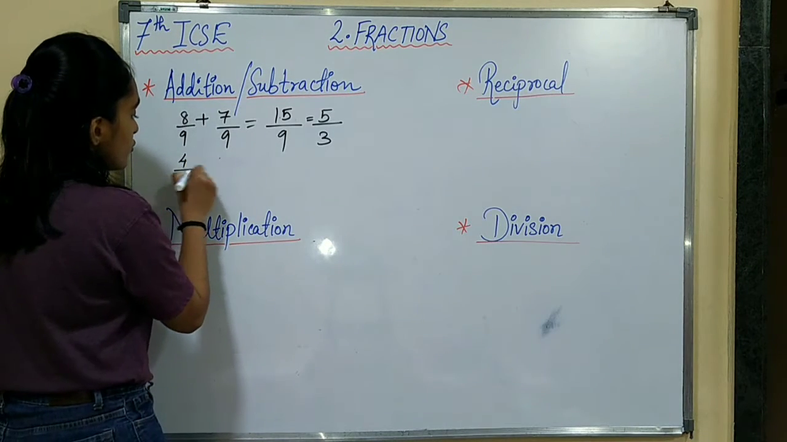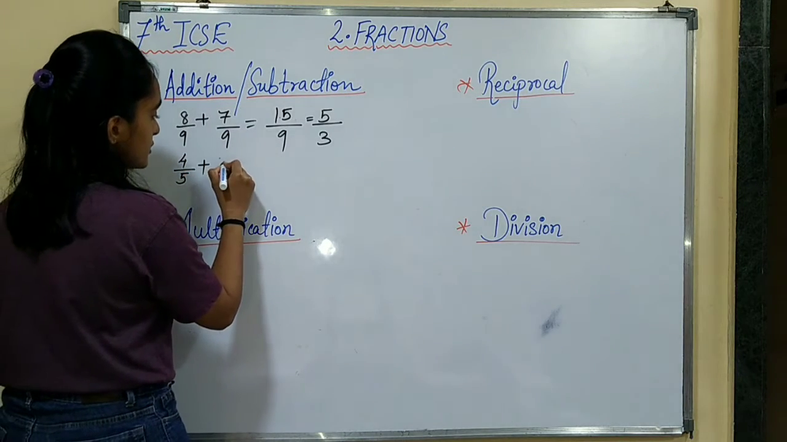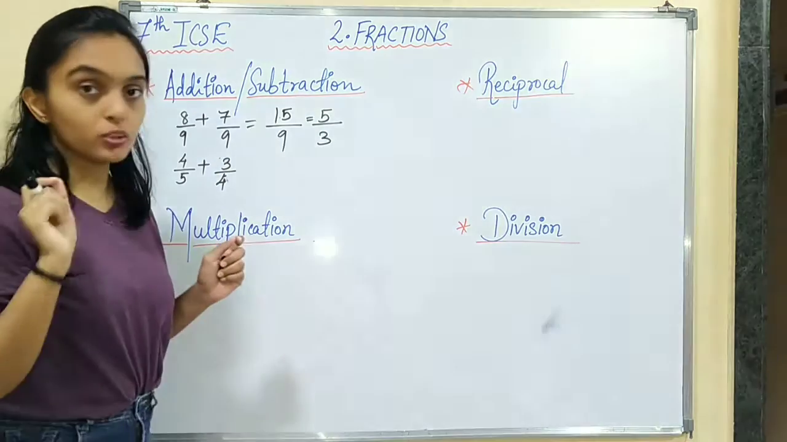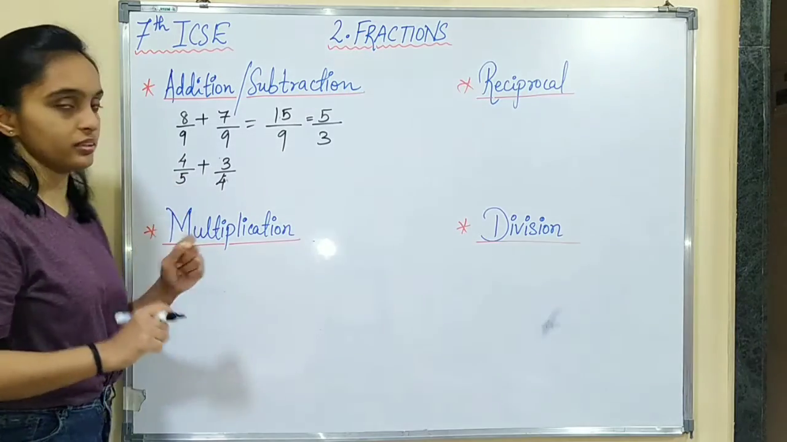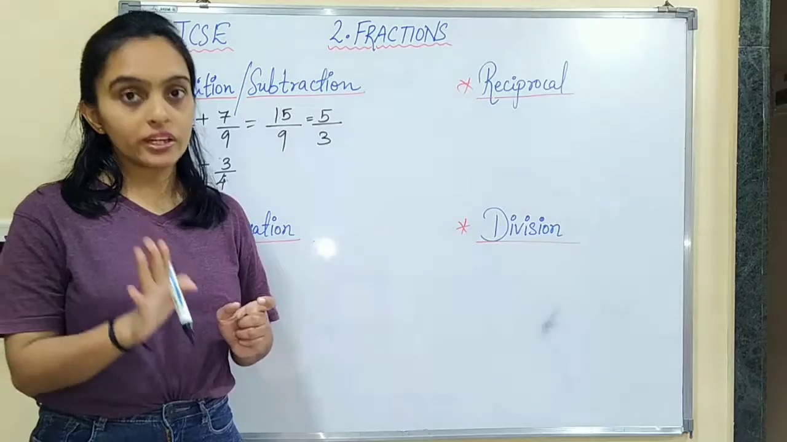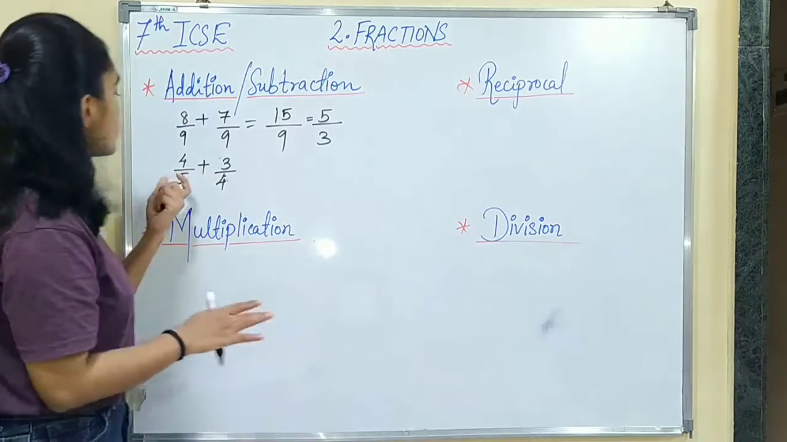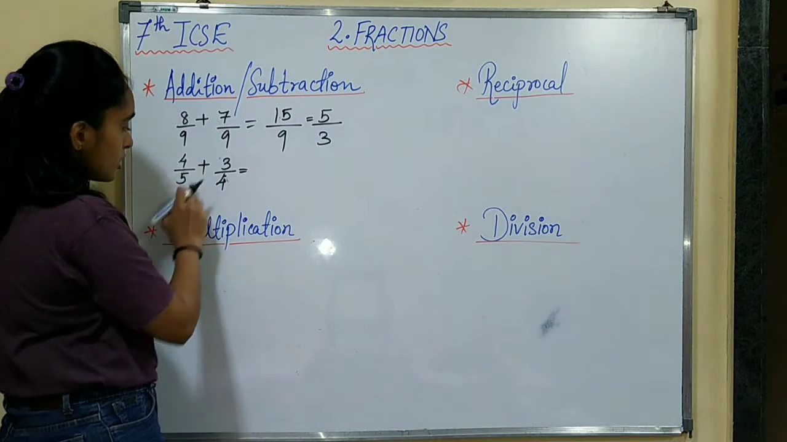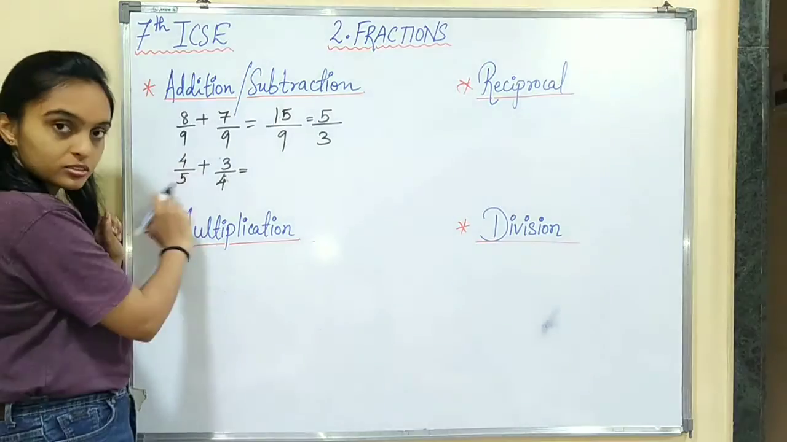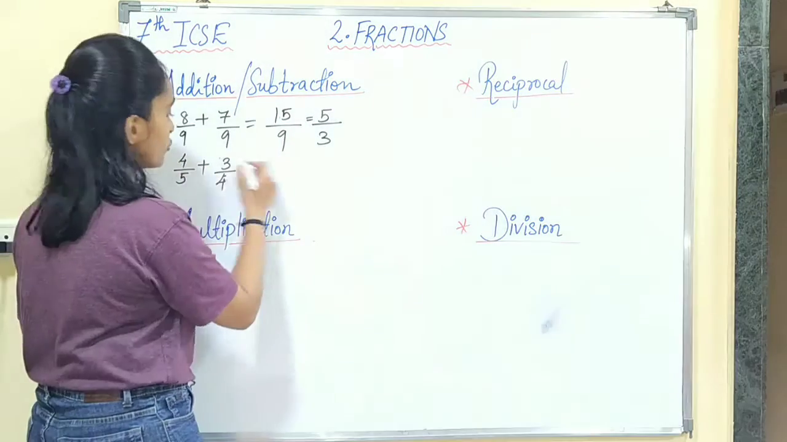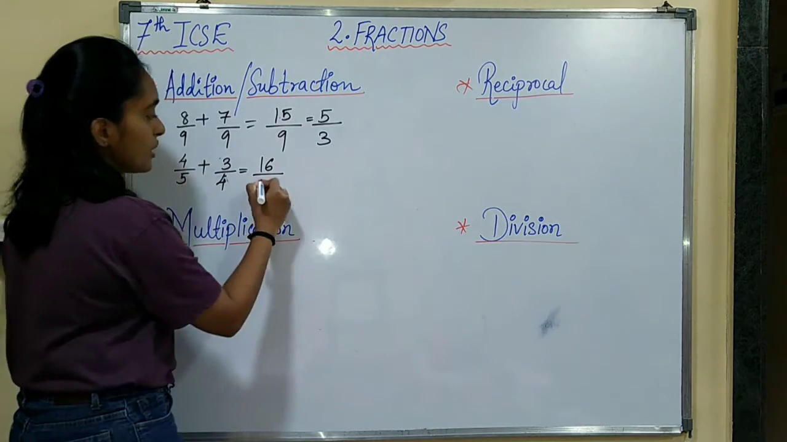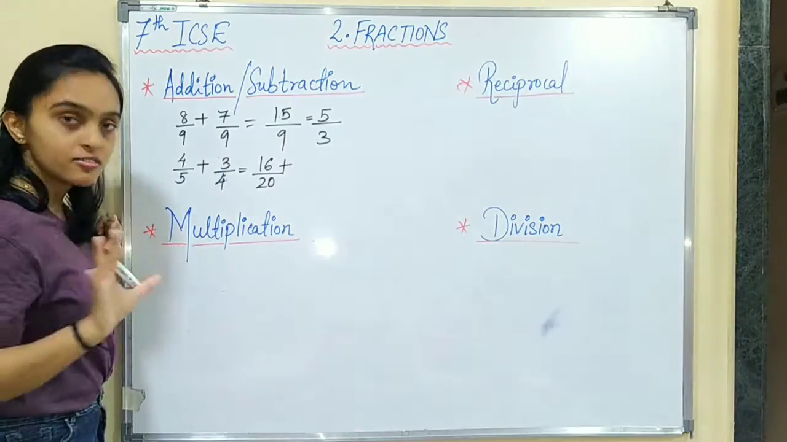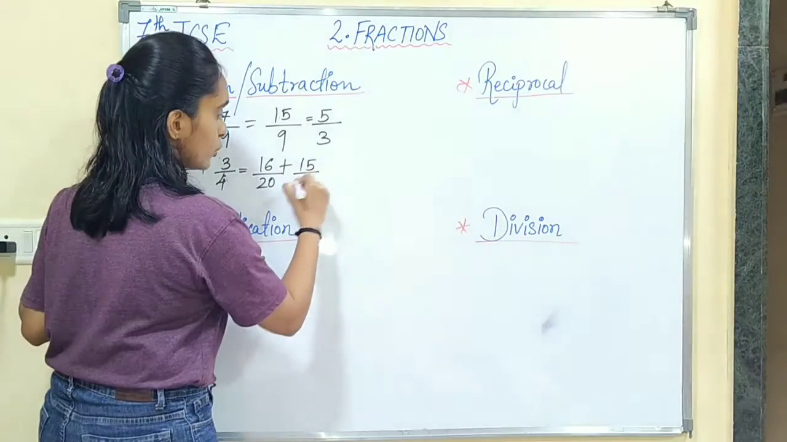If I have 4 upon 5 plus 3 upon 4, here the denominators are not the same. So first we will equalize the denominators. For equalizing the denominators, we have to find the LCM of the denominators. The LCM of 5 and 4 is 20. To make 5 as 20, we will multiply this whole fraction by 4. So 4 4s is 16 upon 4 5s are 20, plus, now here we will multiply this fraction by 5, so it will become 15 upon 20.